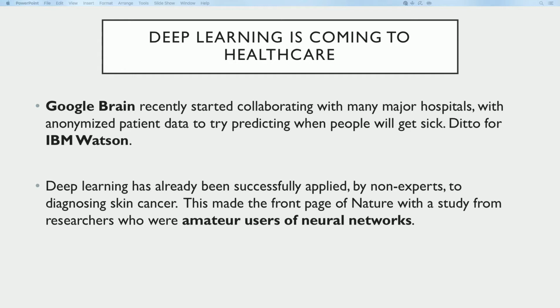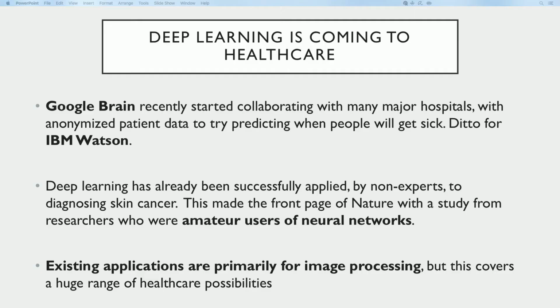So secondly, deep learning has already been successfully applied by non-experts to diagnosing skin cancer. This made the front page of Nature with a study from researchers who were amateur users of neural networks. With only a few hundred photographs, they were able to train a neural network that could beat the nation's best dermatologists. So this is really interesting that we have a technology that people who aren't even self-identified as machine learning experts are nonetheless able to beat dermatologists with decades of experience with only a few hundred photos.